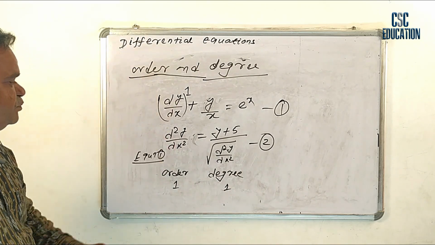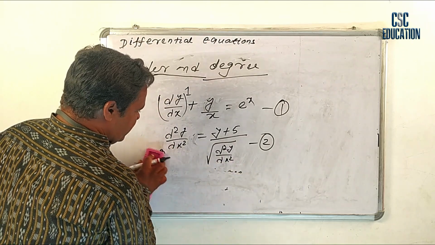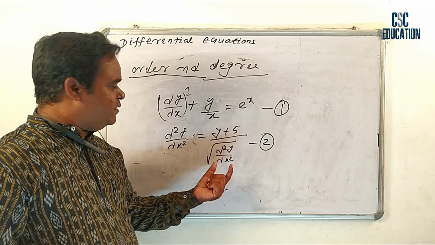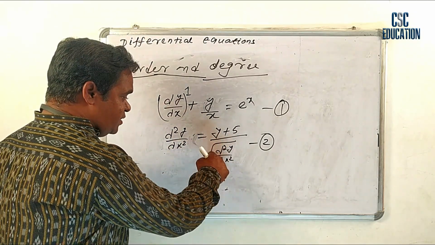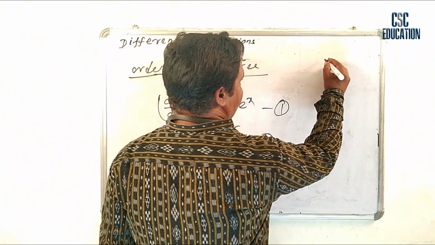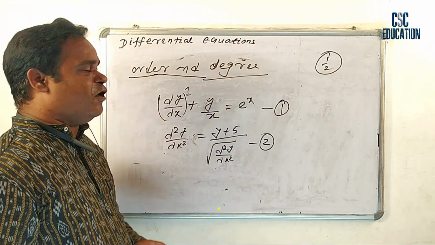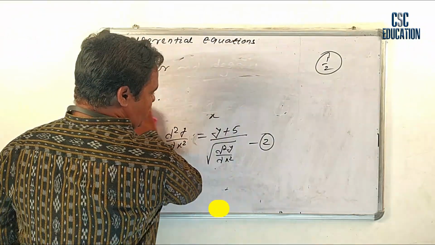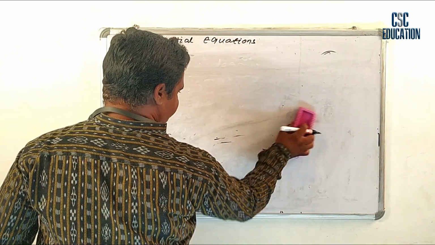In equation 2, here I have not found the order yet. Order is easily calculated, but it is not in polynomial form because that is the root part. It is a fraction part. That means a power of 1 by 2. So convert this part into polynomial form firstly. Okay. Now just solve this part firstly, then find out the order and degree.